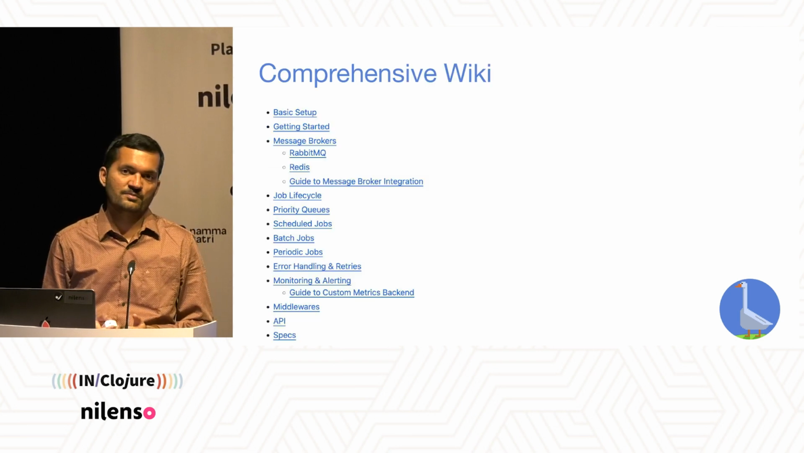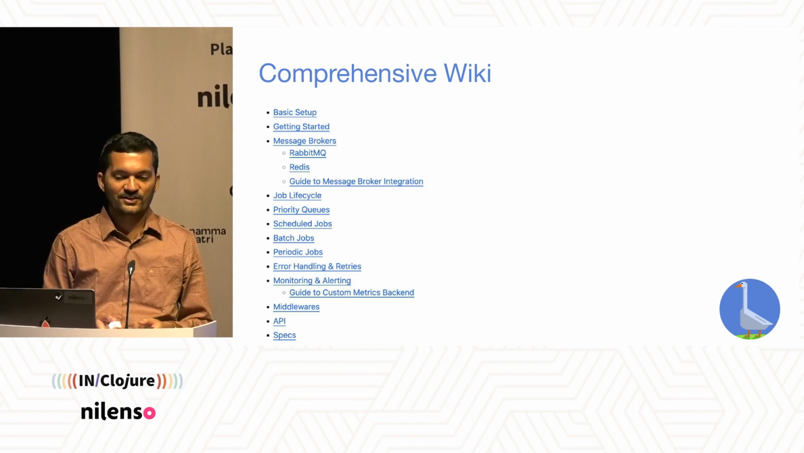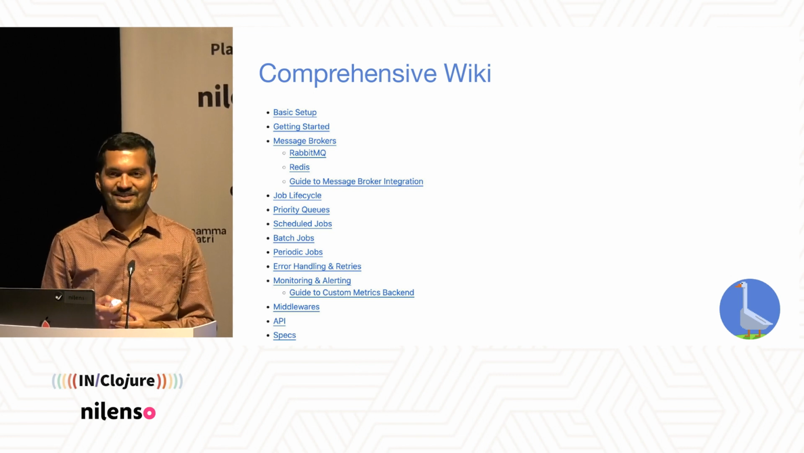It is paramount to have a comprehensive wiki. You can't just say, hey, I have batching, I have periodic jobs, I have priority queues. You need to explain to your users how to use them, right? Auto discovery of features seldom works.